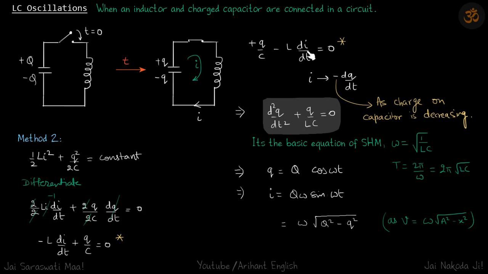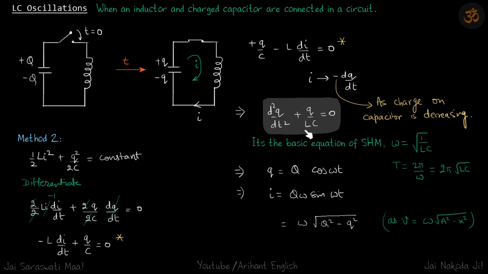So we put this I here, and what we get is d2q by dt square plus q by LC is equal to 0. Now this, if you recall, is the basic equation of SHM. d2x by dt square plus some constant times x is equal to 0 is the equation of SHM. Omega of this SHM is the root of the coefficient of q, which is root 1 by LC. So the time period of this SHM is 2 pi by omega, which is 2 pi root LC.